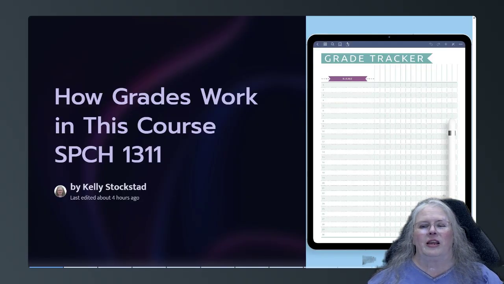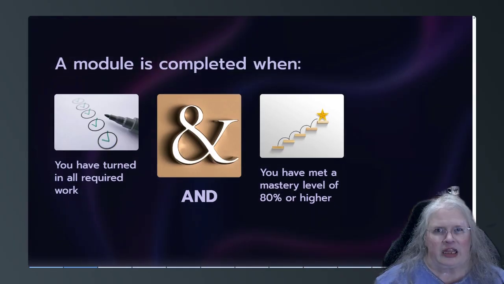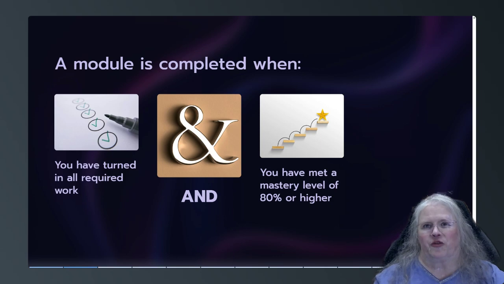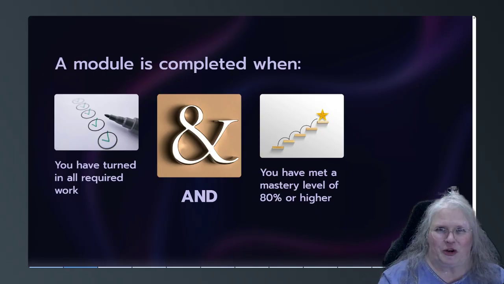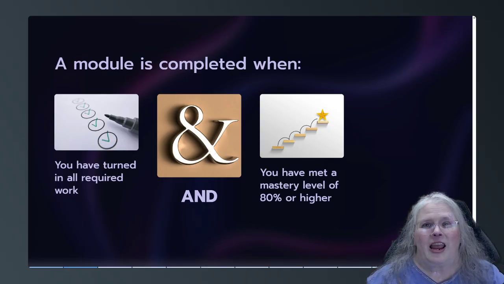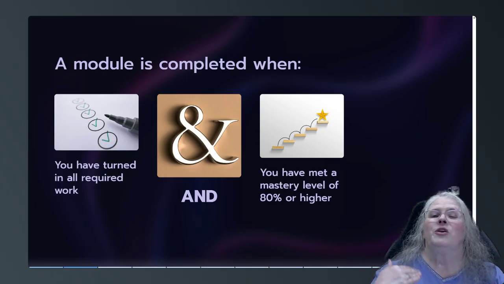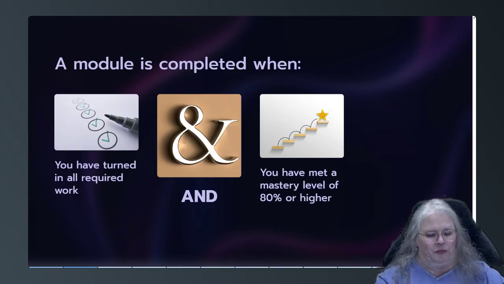So let's take a look at what it means when I say a module is completed. You have to turn in all required work and meet a mastery level of 80%. Often when people say completed, all they mean is that all the work is in. What that means is you won't know if your module is completed until I return your grade for that work. Remember though, if you're not at that 80% mastery level, you'll get a chance to revise and resubmit so you can be at that level.